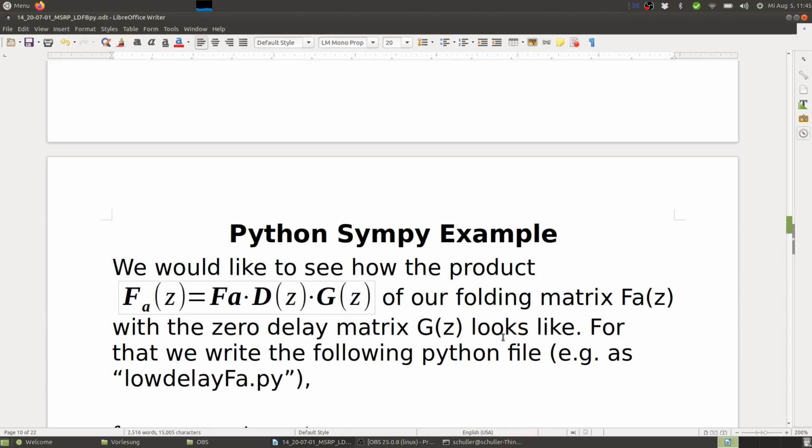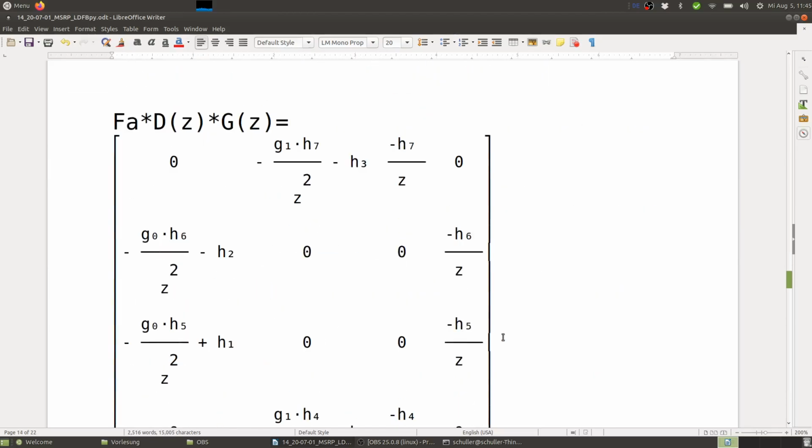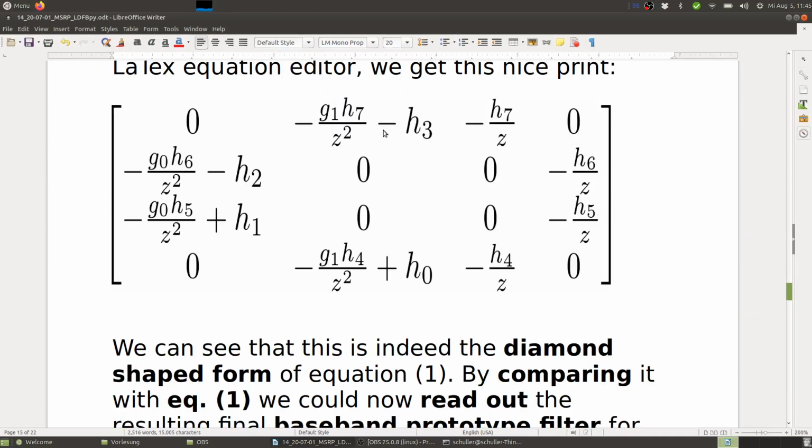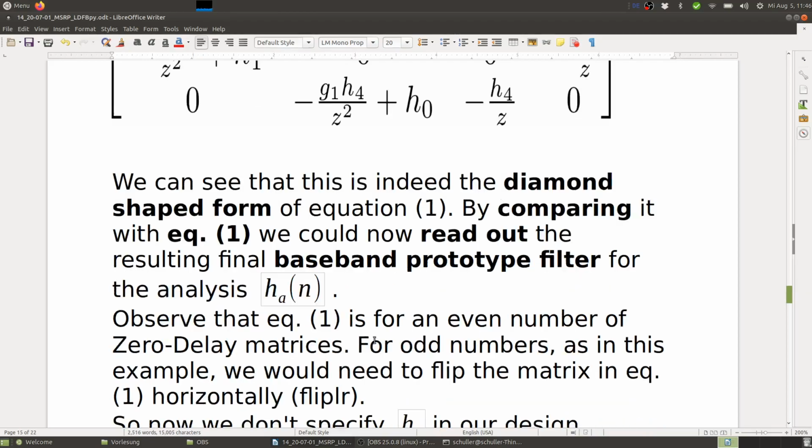And this is what we could use for optimization, for instance. So going back here, you can see we have those products here, G1 times H7, G0 times H6. Here the connection between the coefficients and the resulting baseband prototype is no longer so obvious because we have more complicated expressions here. So it's not the direct correspondence, but more indirect. In this way we could read out the resulting baseband prototype filter for the analysis.